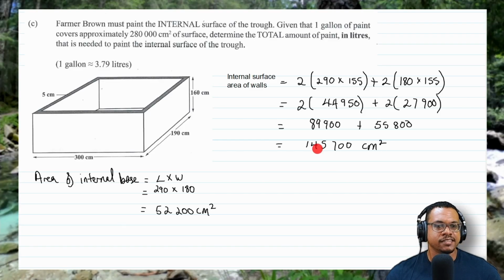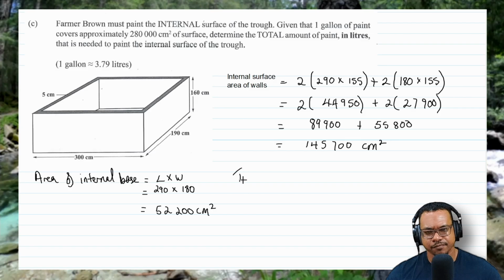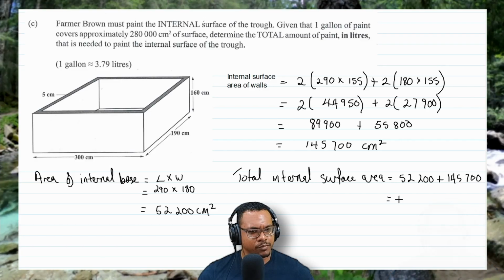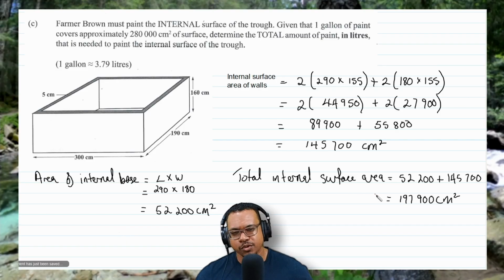So all we need to do is add the internal surface area of the walls to the internal surface area of the base. And that would be, my total internal surface area would be the 52,200 plus the 145,700. And that will give 197,900 centimeters squared.